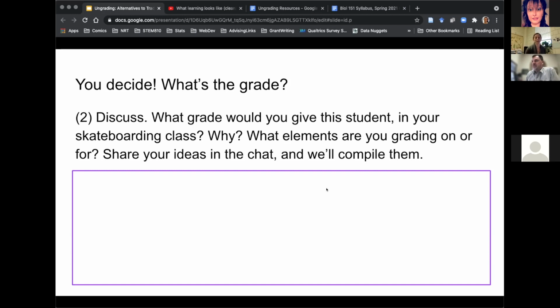Okay, somebody says a pass, that they would get a pass for this. A for the final product. Would that be an A for the overall course then? Okay, A for being able to perform one of the 3 critical elements of the skill. What are the 3 critical elements?